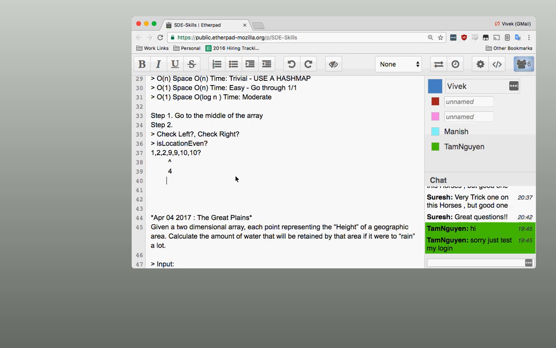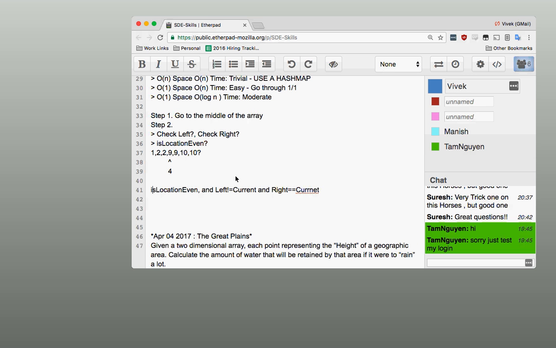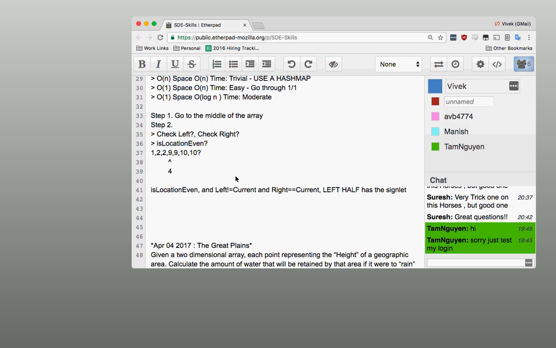Right. That's okay. So I'm saying if the current location is even and left is not equal to current and the right is equal to current, okay, then what does that mean? Then it means that your left half is broken, has the singlet. Correct? Can you say this part one more time? Right here. I'll show you.